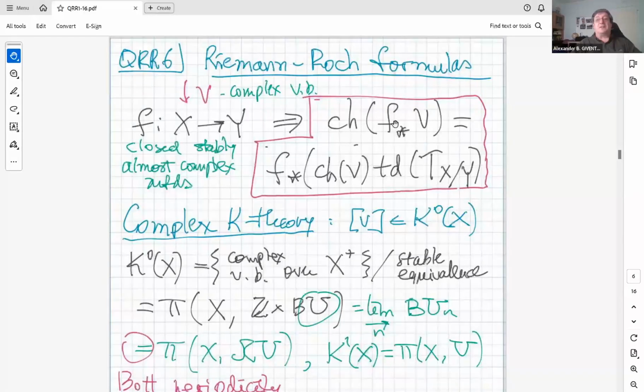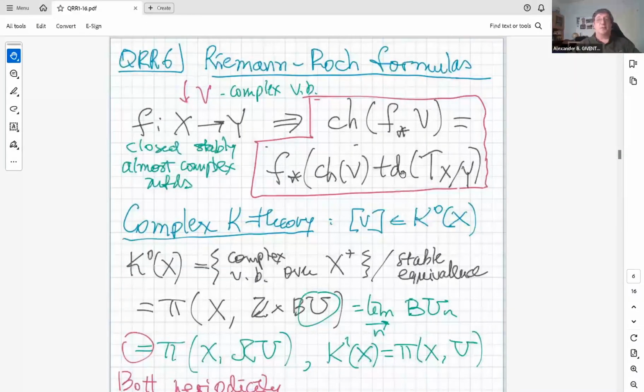There is this symbol f star, but these two f stars have two different meanings, because this one is what's called in K-theory. It takes a bundle on X and produces a complex vector bundle on Y. It's a push forward operation, but in terms of vector bundles. And here the Chern character is characteristic classes of that bundle on Y, and this is Chern characteristic classes of bundle V on X. And this is the Todd class of the relative tangent bundle.